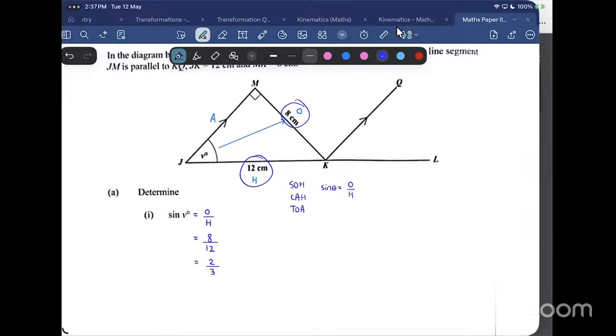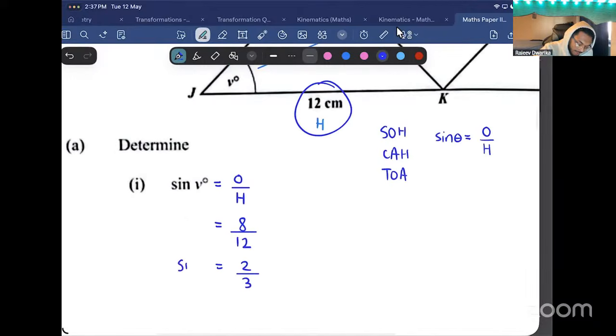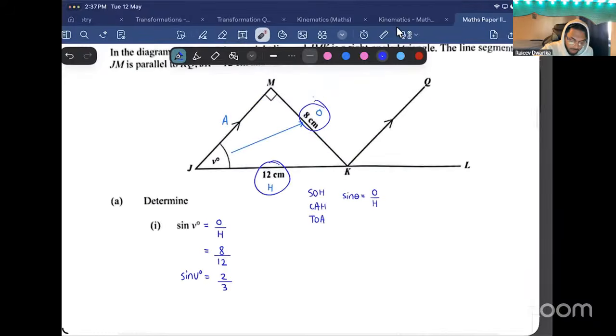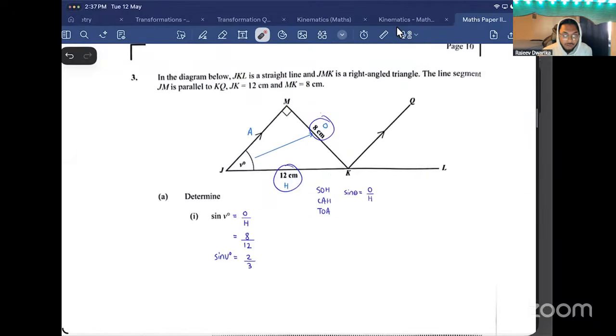I found the angle. Again, they didn't ask for that. They just asked for sine V. Sine V is just a ratio between the opposite and the hypotenuse. So the opposite is 8 and the hypotenuse is 12. So this simplifies to 2 over 3 because 4 into 8 is 2, 4 into 12 is 3. All right? Can we move on?